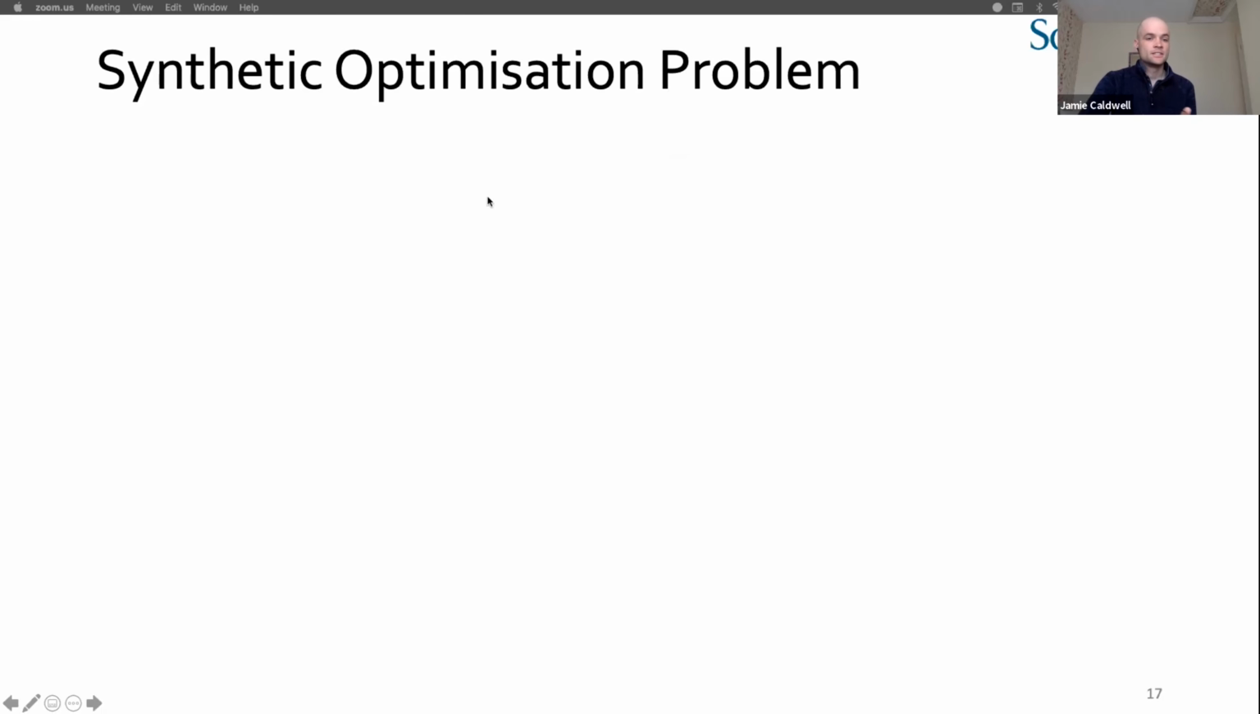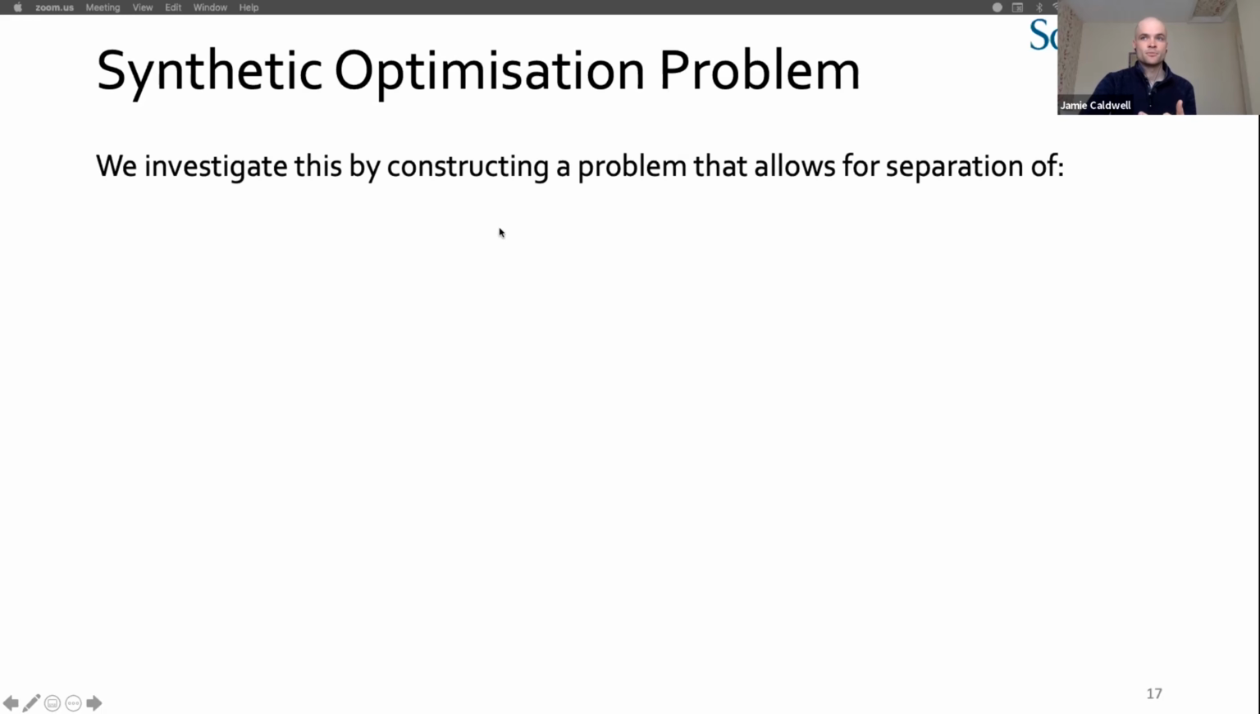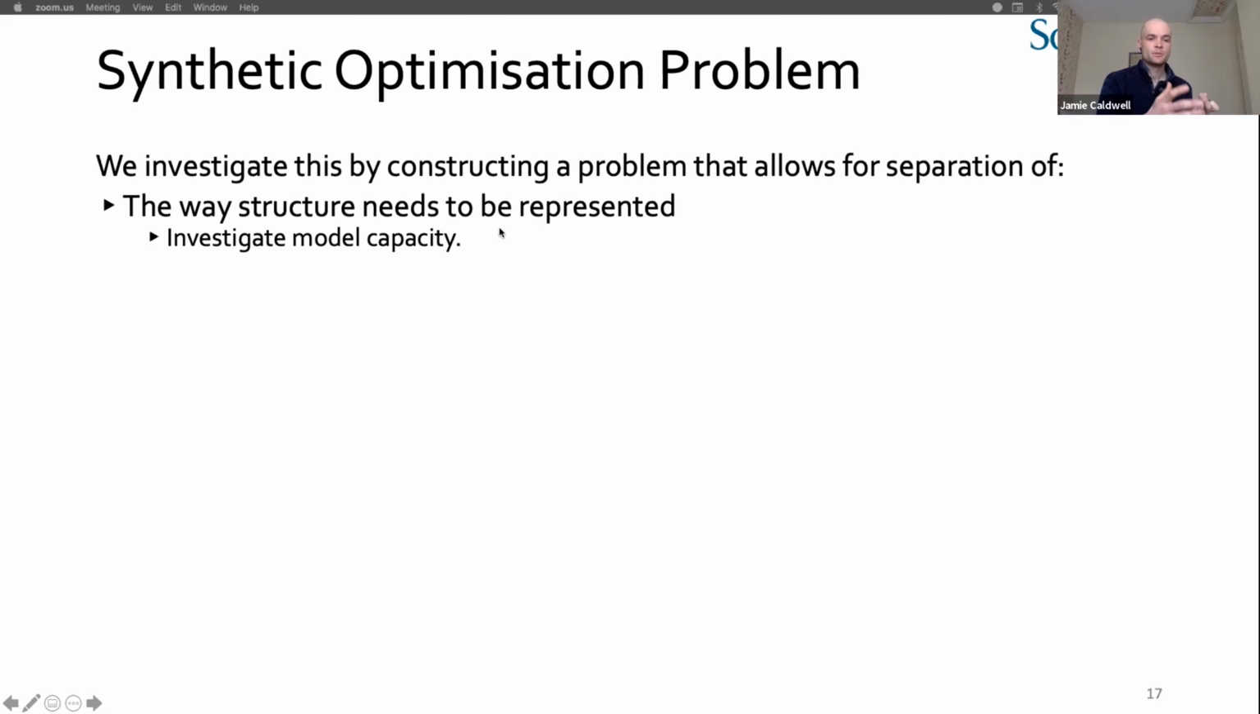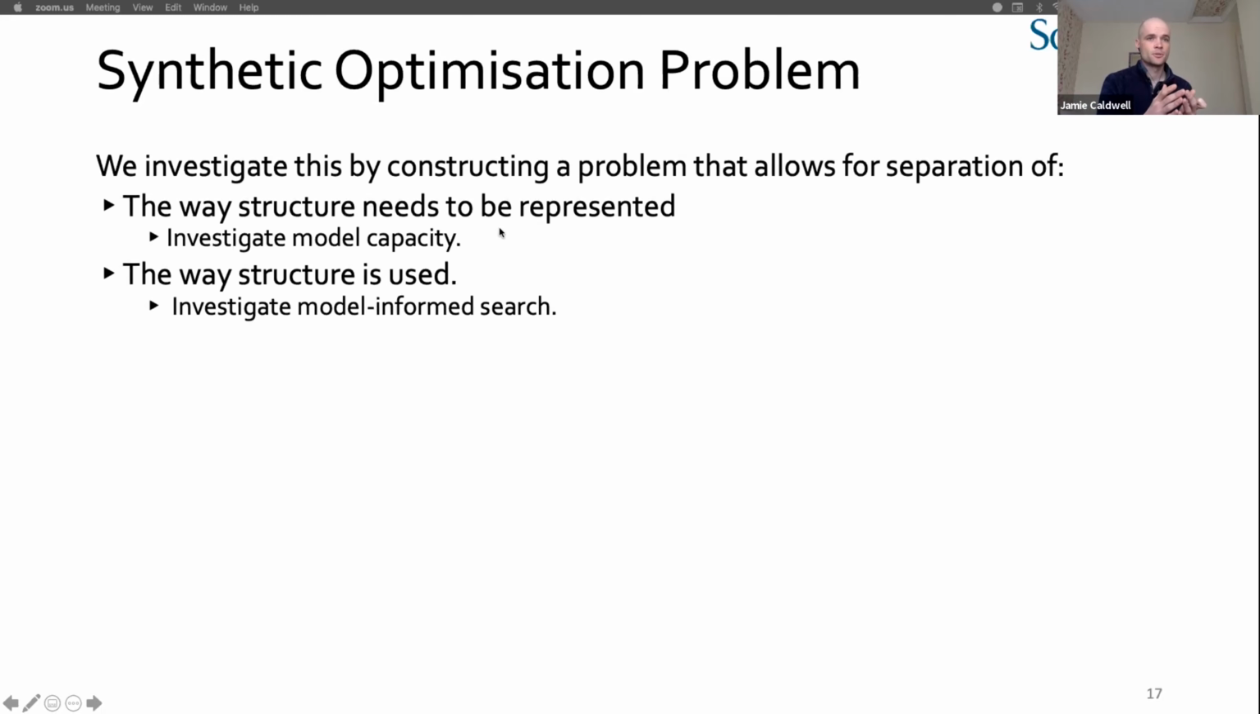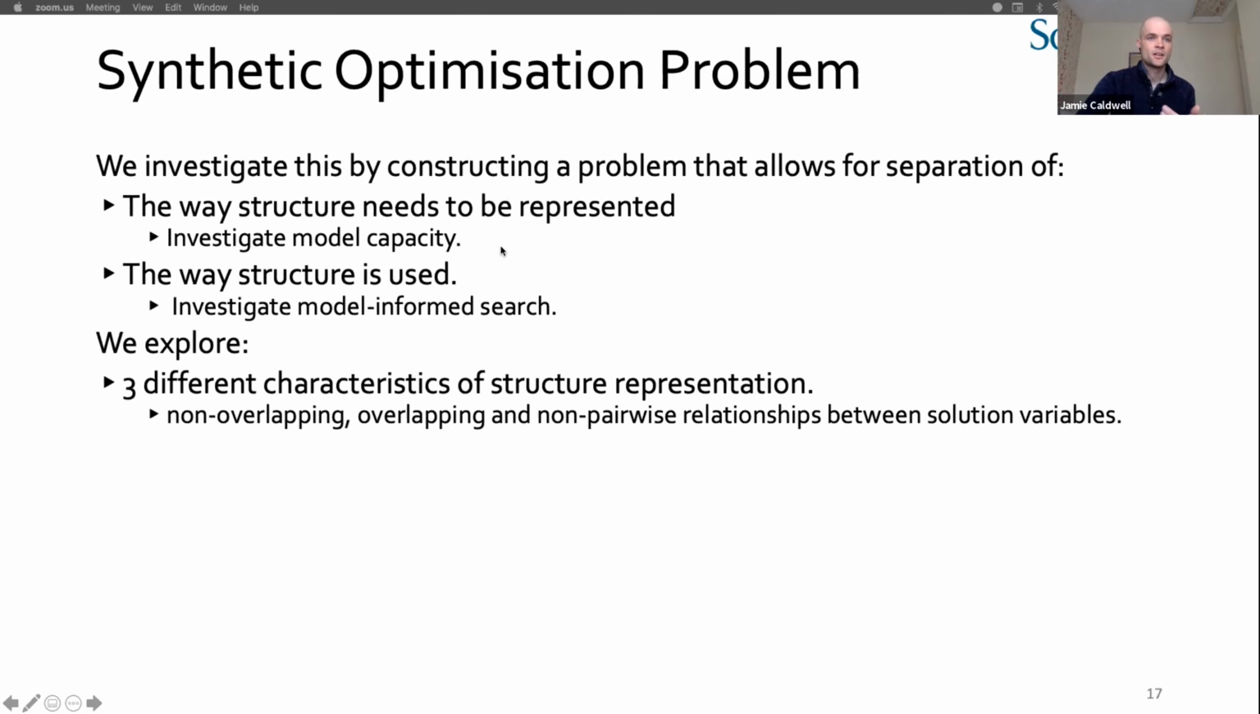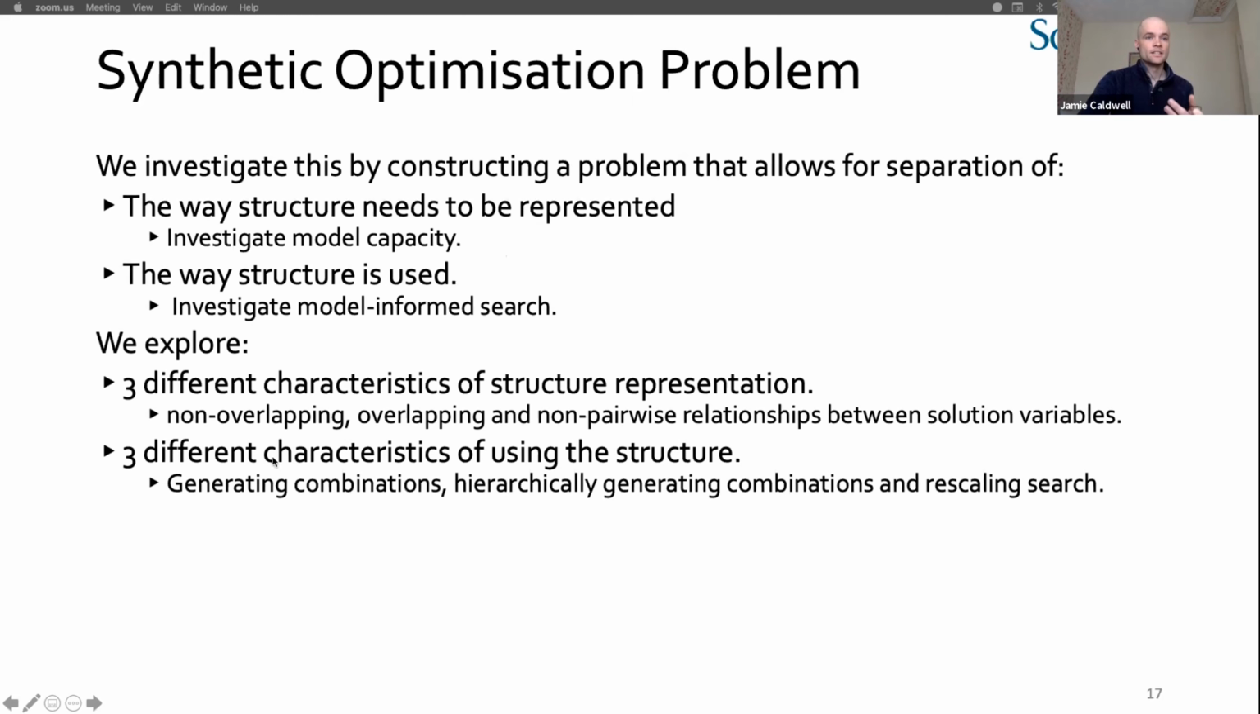So to evaluate these differences, we constructed a synthetic optimization problem that separated the way the structure needs to be represented, allowing us to investigate the model capacities, and the way the structure is used, allowing us to investigate the differences between model-informed search. In doing so, we created 3 different characteristics of structure representation: the non-overlapping case, which is our baseline, and overlapping and non-pairwise relationships between the solution variables. We then did 3 different characteristics of the way to use the structure: generating combinations, hierarchically generating combinations, and rescaling search. And this gave us a total of 9 combinations to explore.